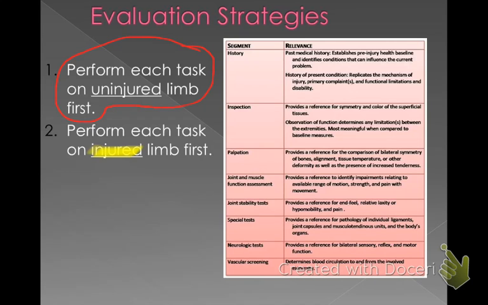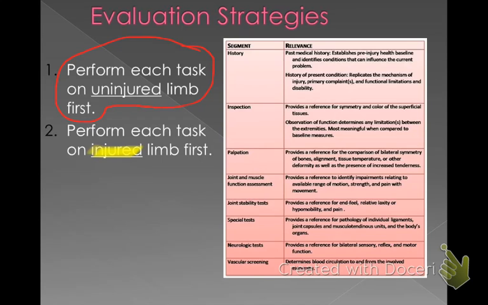One, it allows your patient to become familiar with what it is that you're going to be doing to the injured leg and/or limb. And the other thing that it does is it reduces patient apprehension as well. So again, my recommendation would be to perform each task or measurement or special test on the uninjured limb first and then move to the injured limb second.